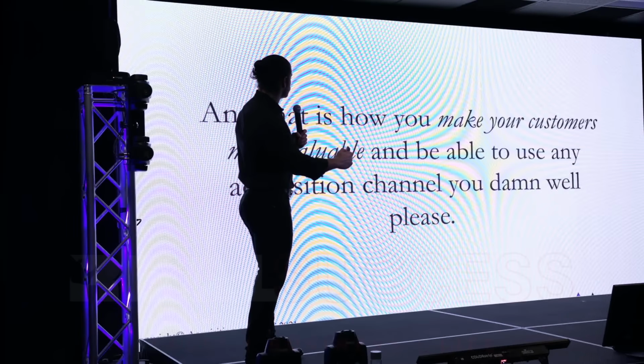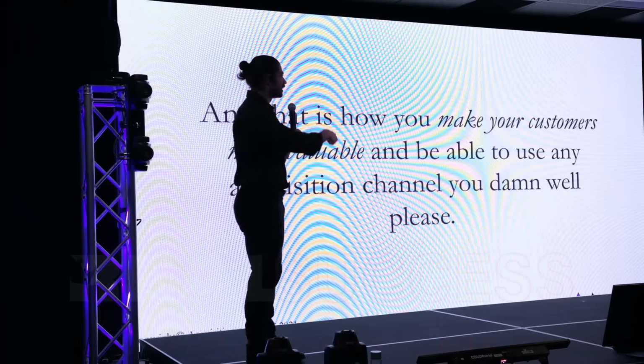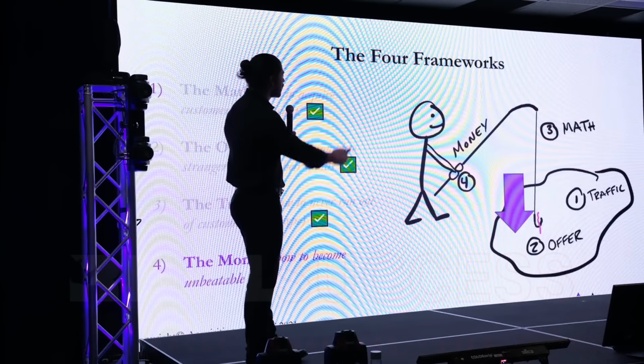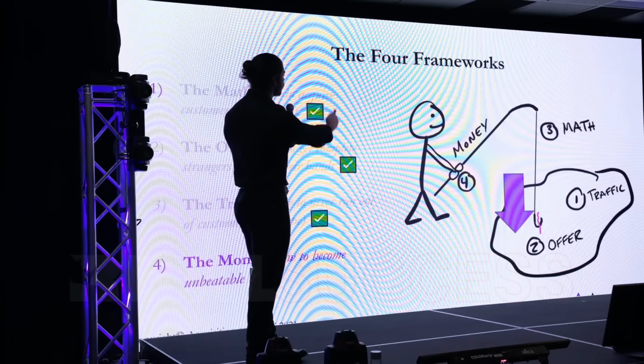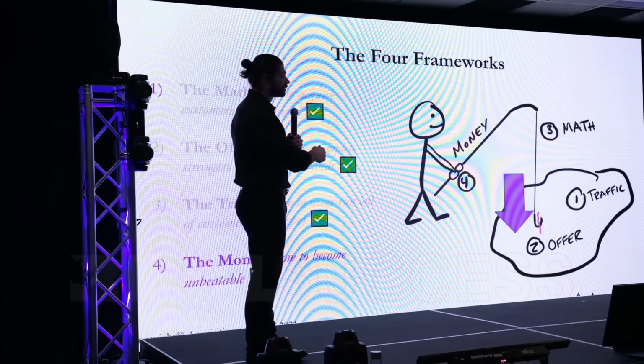I'll do this real quick for you so you can see it, and how you make your customers more valuable and be able to use any acquisition channel you damn well please. So that is the 6 of the arms race of lifetime value. There we go: checkbox, worm guy, math, traffic, offer, money. Those are the 4 frameworks that we use to go from $1,000 to $112 million in sales in 44 months.